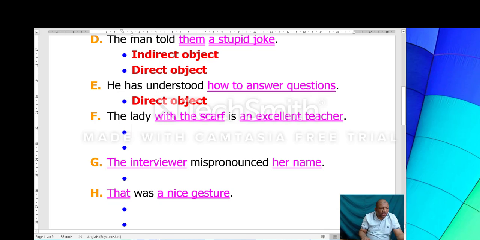The other one, the lady with the scarf. So with the scarf, this is in nature a prepositional phrase, and it comes to describe the lady. Okay, so the moment it comes to describe the lady, in function it becomes adjectival.